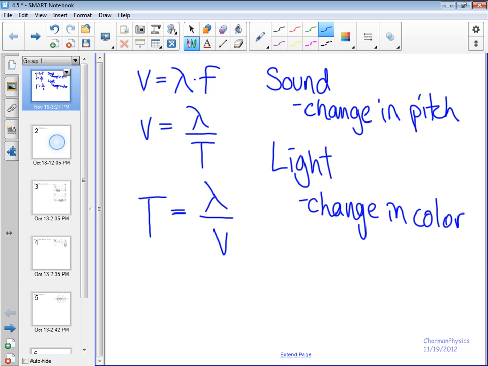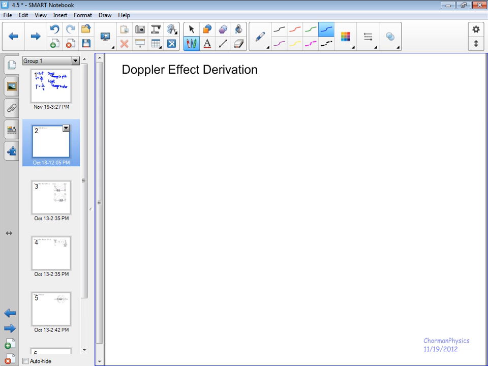So let's get started. I'm going to show you the derivation. There is no space in the notes for this necessarily, but I like to do it just so that you guys can see where it comes from. And if you want to take these notes, that's fine. But it's just going to show you what is happening exactly.